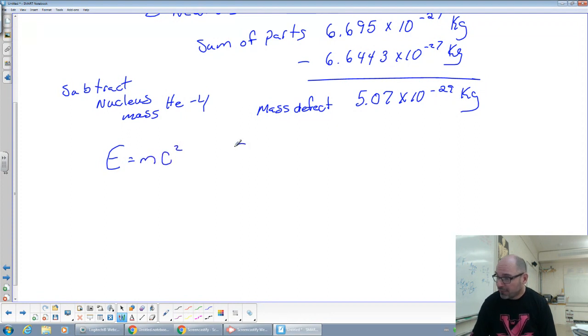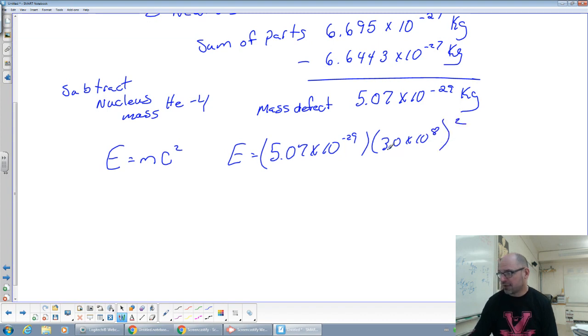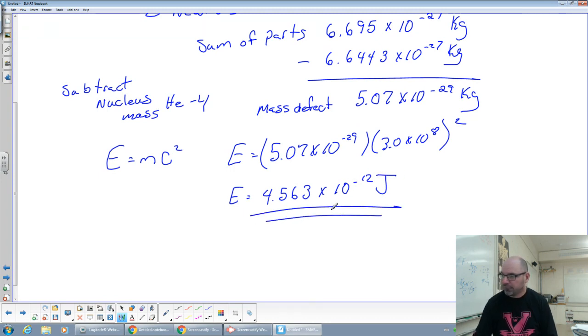So in our case, 5.07 times 10 to the negative 29 times 3.0 times 10 to the 8 squared. Figured it out, that's just 9 and that's 16. So you work it out and multiply those two together to get a nuclear binding energy for helium of 4.563 times 10 to the negative 12 joules.